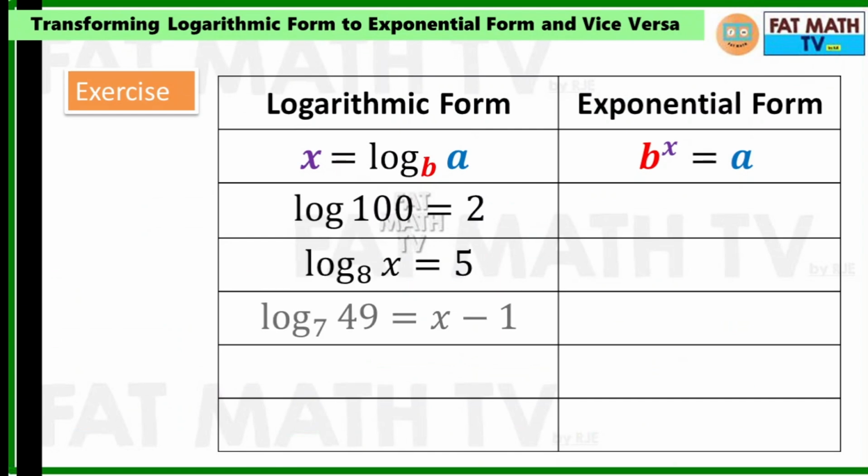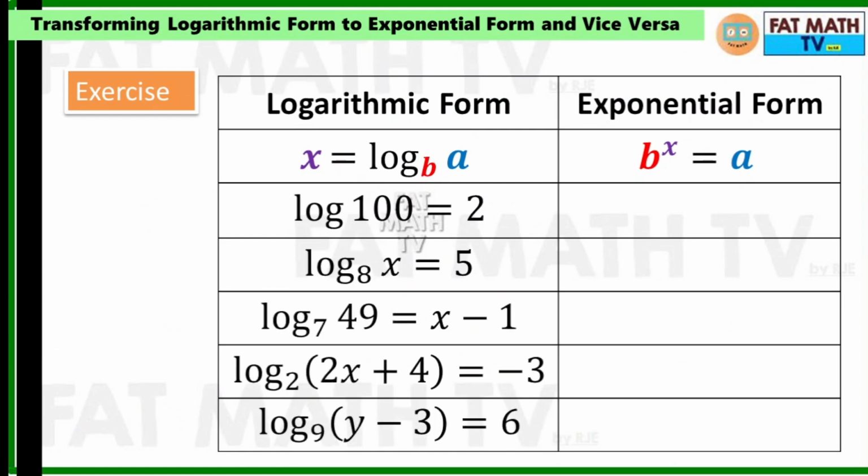We have here 5 items. Number 1, logarithm of 100 equals 2. What is the equivalent exponential form? Number 2, logarithm of x to the base 8 equals 5. Number 3, logarithm of 49 to the base 7 equals x minus 1. Number 4, logarithm of 2x plus 4 to the base 2 equals -3. And lastly, logarithm of y minus 3 to the base 9 equals 6. Okay, what are the equivalent exponential forms of these logarithmic equations?